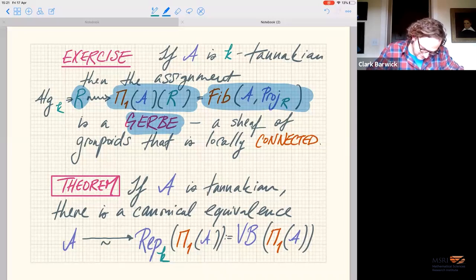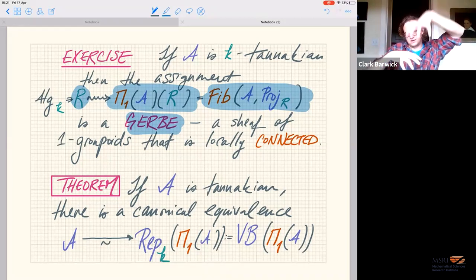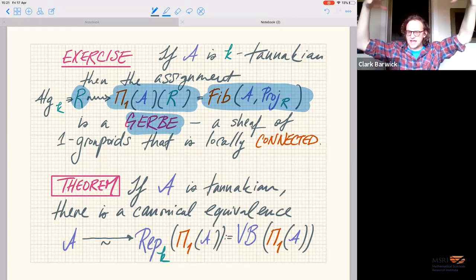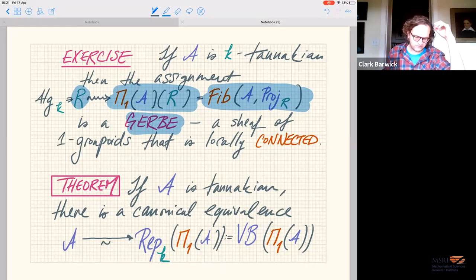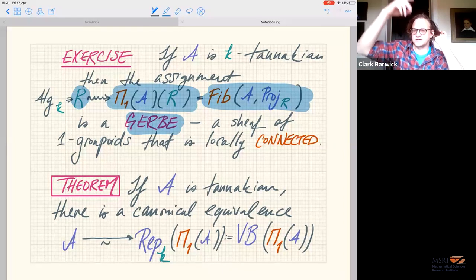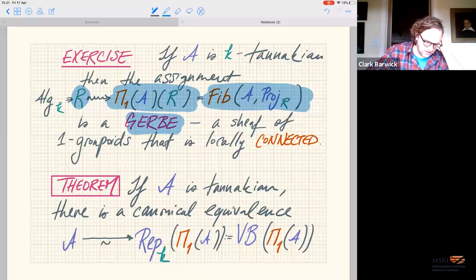That's handy. Well, it is a sheaf, but what kind of sheaf is it? It's a sheaf of groupoids, and by groupoids here, I really mean one-groupoids that is locally connected. So that means that as you make your R bigger and bigger, for some flat cover of your R, you're going to find something where it's non-empty, and then you'll eventually find where it's actually connected. So it's an exercise to show that this is actually really the case.